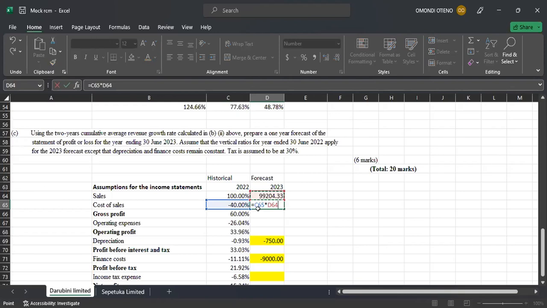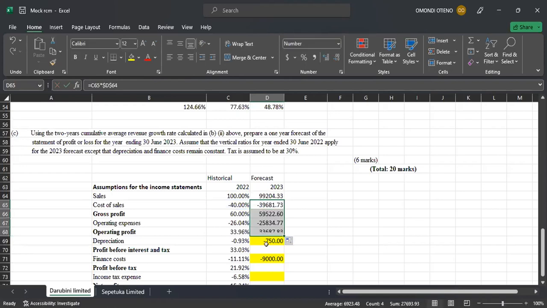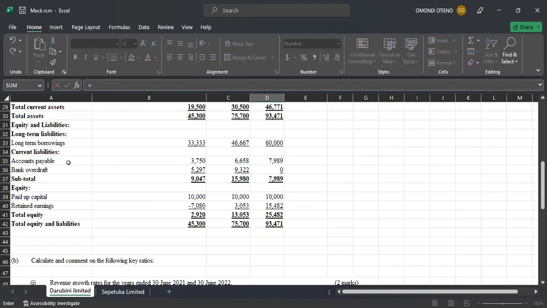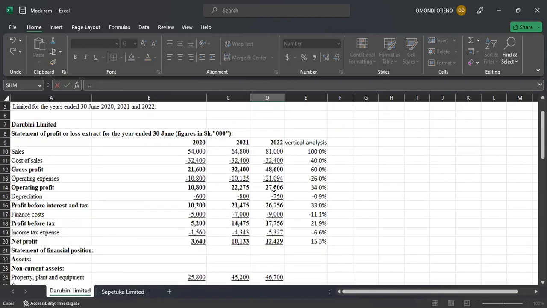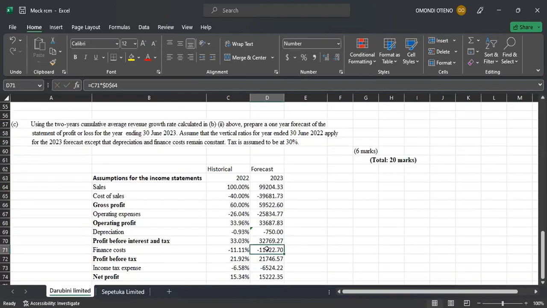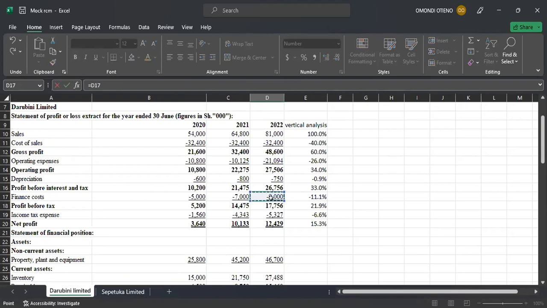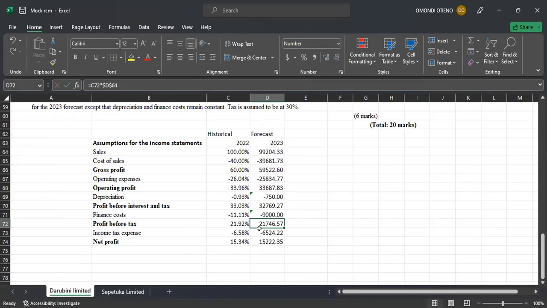All these other items are depending on the sales value, and therefore we can fully lock the base or the denominator up to this particular point. Of course, that will apply here up to this last part. So you come to depreciation, which you are just picking directly from here. We come to finance cost, which you are picking directly from here. Then you are told that the tax rate is 30% of the profit before tax. So you now come here and indicate 30%.